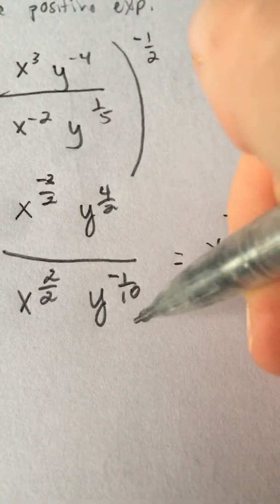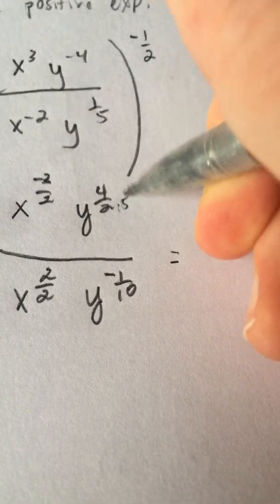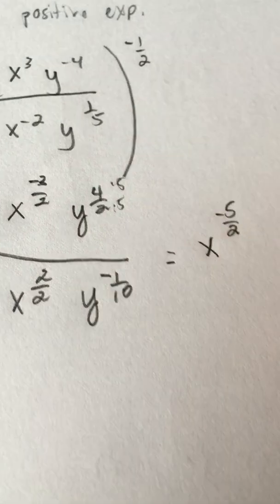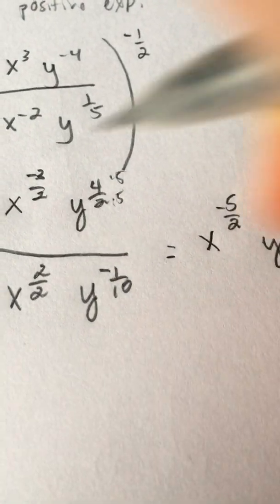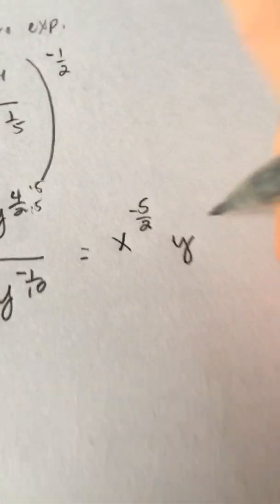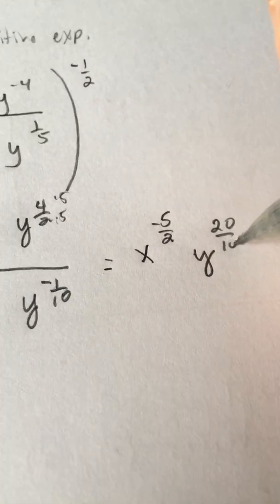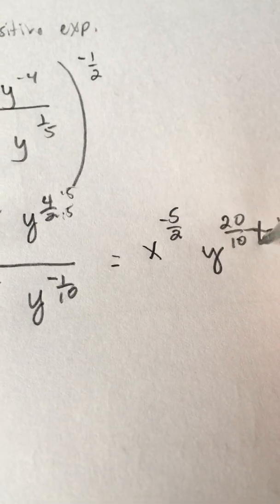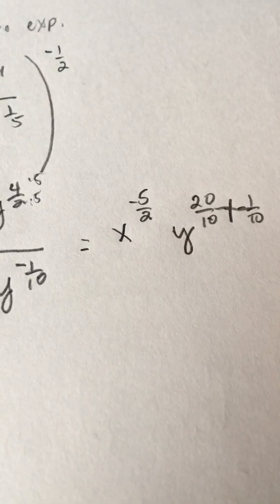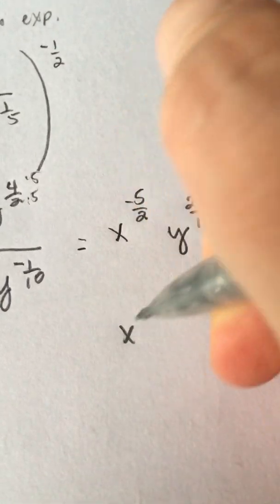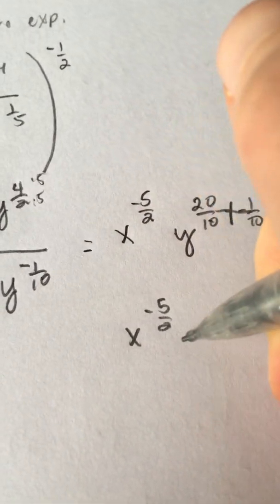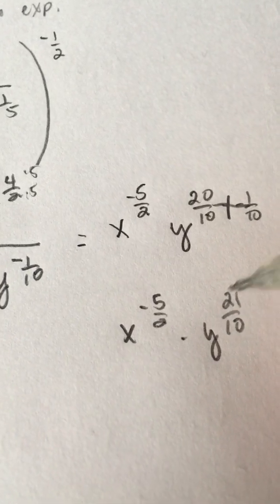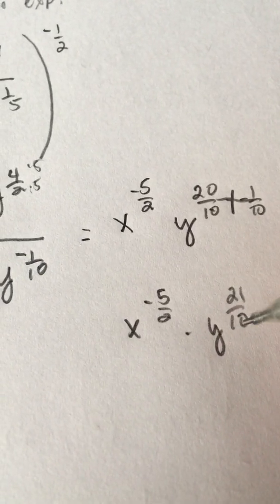Here I need to get a common denominator of 10. So I'm going to multiply by 5 and by 5 and see that I have 20 over 10 minus 1 over 10. So I have minus a negative. So maybe I should write this out. 20 over 10 minus a -1/10. So that actually becomes a positive 1/10. And so I end up with x to the -5/2 times y to the 21/10. No reducing necessary there. Positive exponent here, we're good.